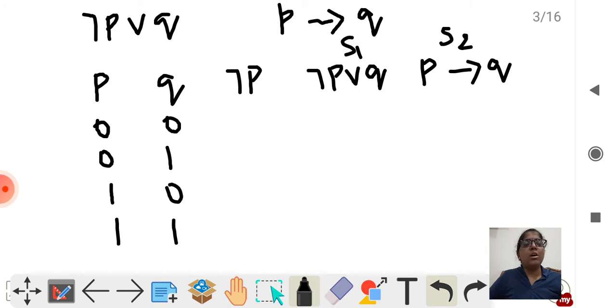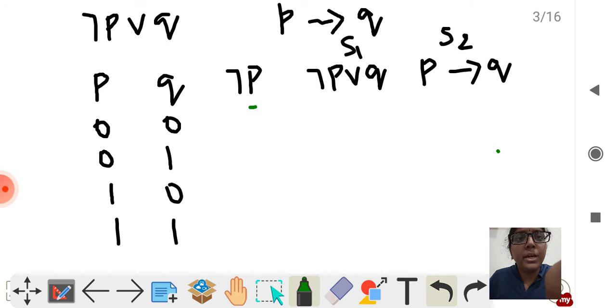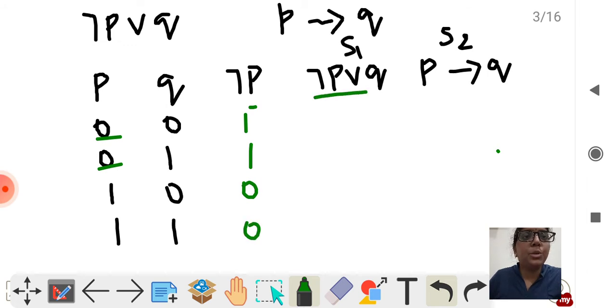So how will you prove it? You will get the same truth values for both statements. So what is negation P? Here we have 0, so you will get 1. 0 becomes 1, 1 becomes 0, 0. So what is negation P or Q? 0 or 1 is 1. 1 or 1 is 1. 0 or 0 is 0. 1 or 0 is 1.